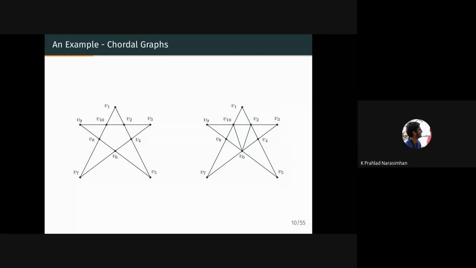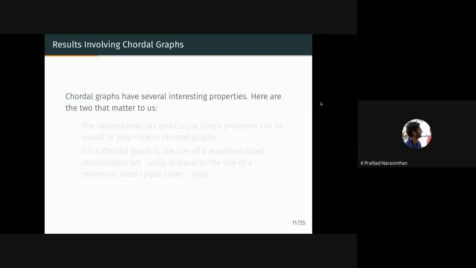My point being that chordal graphs have been very well studied, and there are a lot of important properties that they have. At least the stuff that we are interested in are the following. First thing, as I promised, is that the independent set problem and the clique cover problem that we described at first can be solved easily. By easily I mean that they can be solved in polytime for chordal graphs. This is the first problem that we are interested in.